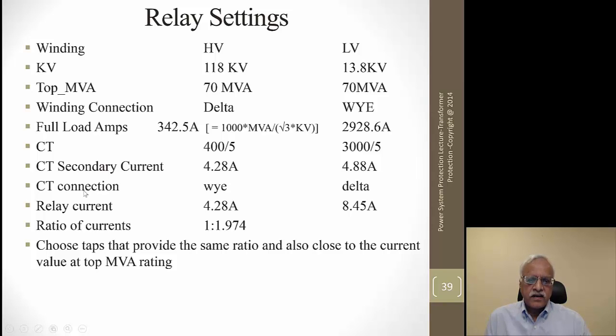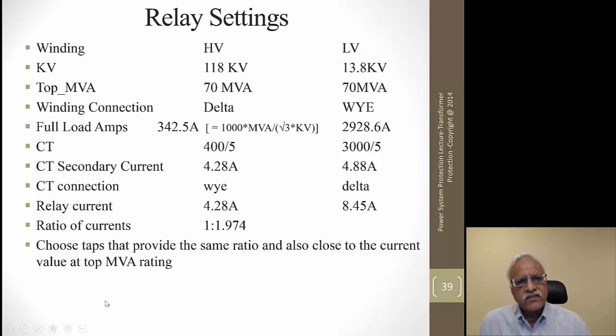CTs are connected in Y on the delta side in the electromechanical relay, so the relay also will see 4.28 amperes. But on the low side, the CTs are connected in delta. The relay current is square root of 3 times 4.88, so it is seeing 8.45 amperes. So the ratio of the two currents is now 1 to almost 2, 1 to 1.974. They have about a 2 to 1 ratio.